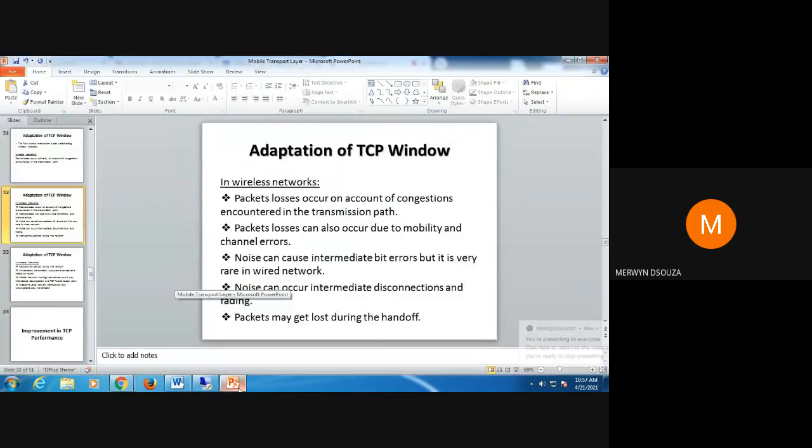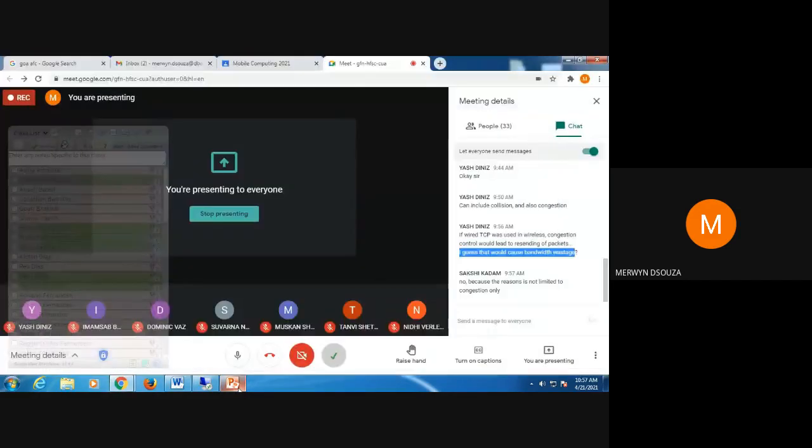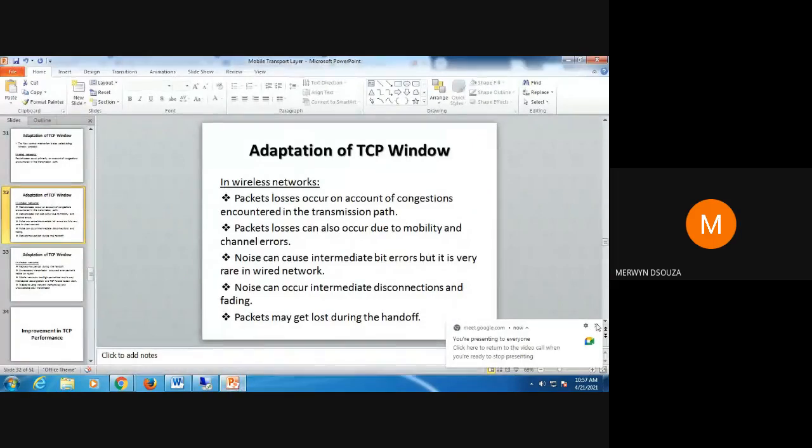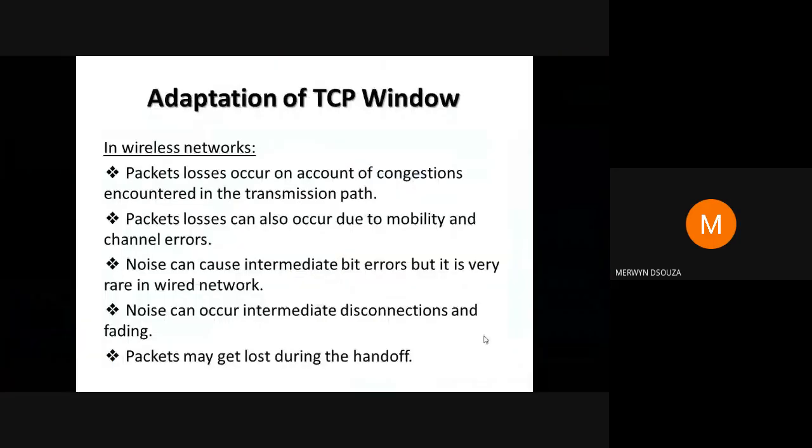So I am clear with this, what we have just discussed. Any doubts about this? About this slide? Any point you need me to explain again? This answer needs to be explained again. It's an important question for you for exams.